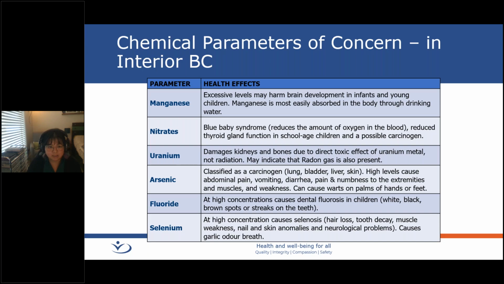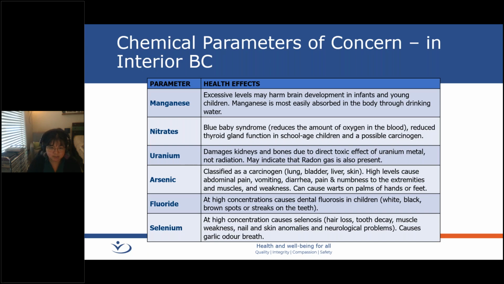High levels can cause abdominal pain, vomiting, diarrhea, pain and numbness to the extremities and muscles and weaknesses, and can cause warts on palms of hands or feet. Then we have fluoride at high concentration, can cause dental fluorosis in children, causing white, black, brown spots or streaks on the teeth. Then we have selenium at high concentration.